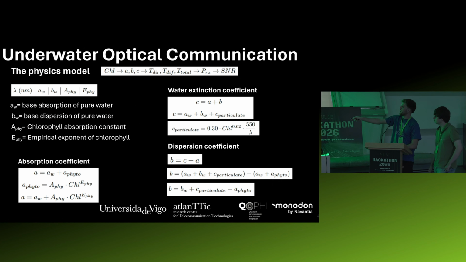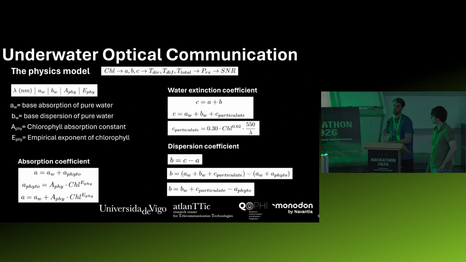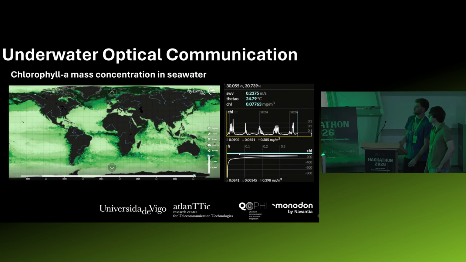So with the chlorophyll and the data we already have from the paper, we can get a. With a, we get c. That c can be the absorption coefficient plus the dispersion coefficient, but it can also be taken with the base dispersion coefficient and the particulate c, which has this formula. Later from this we get b and the coefficient, and with that coefficient we do all the simulation and the data you are going to see now.